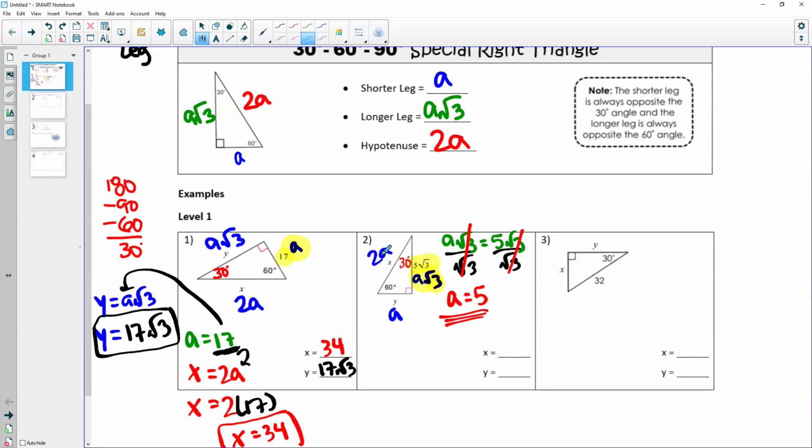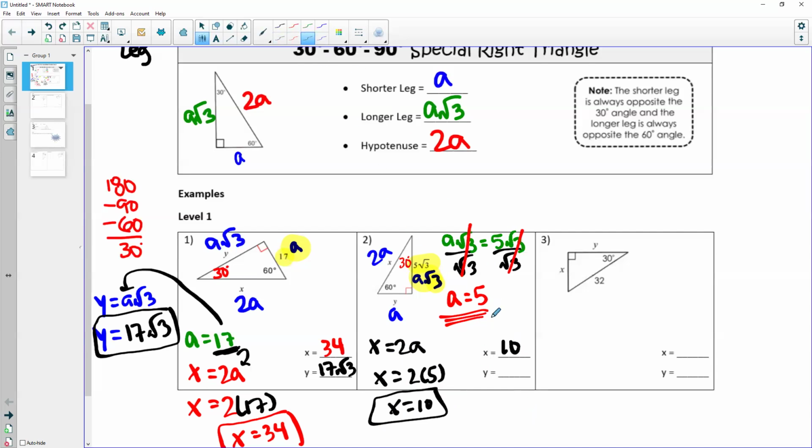We can start off by finding the value of x. X is represented as 2a. So if x is my side length of 2 times a, then x is simply 2 multiplied by the value of a, which a is 5. So this is really just 2 times 5, which gives us 10. So x is equal to 10.